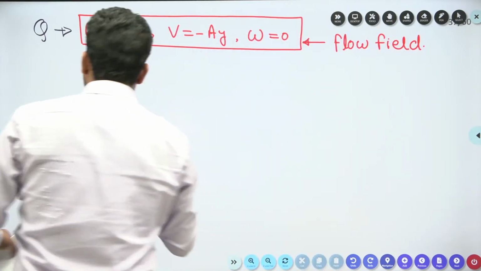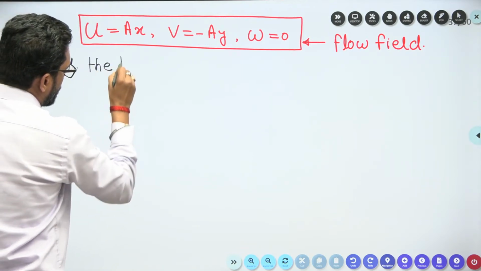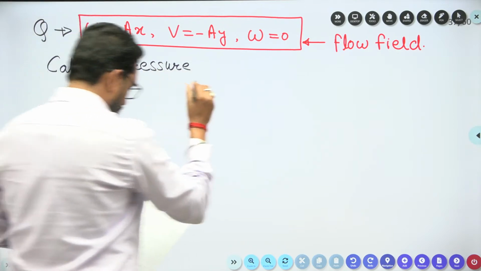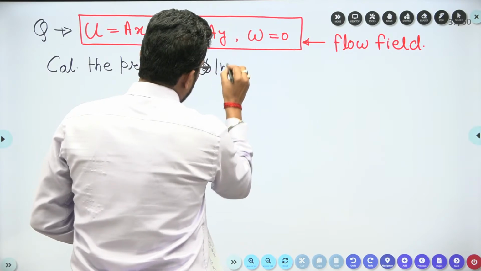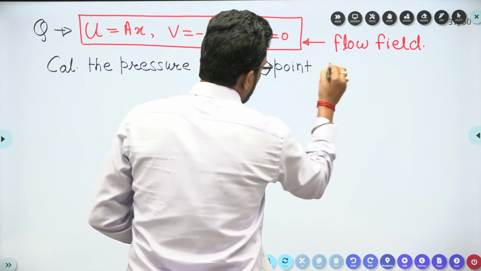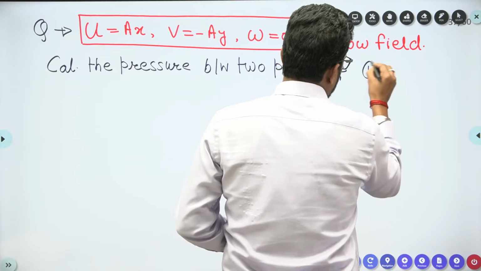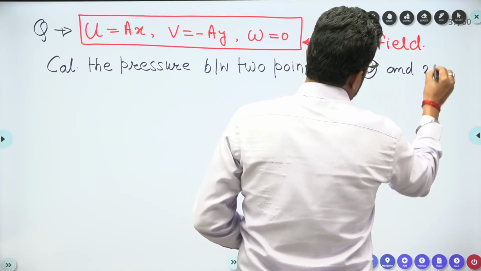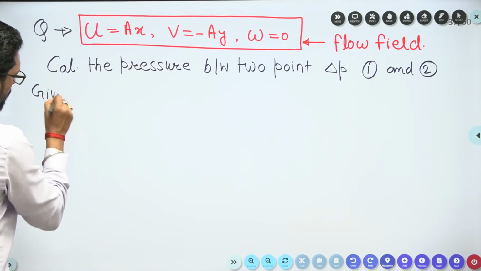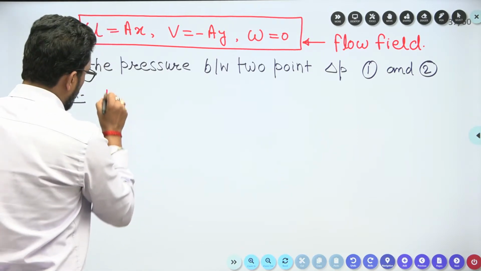Calculate the pressure. Calculate the pressure difference, delta P, between points 1 and 2. Okay. The conditions are given, and the given conditions are very important.